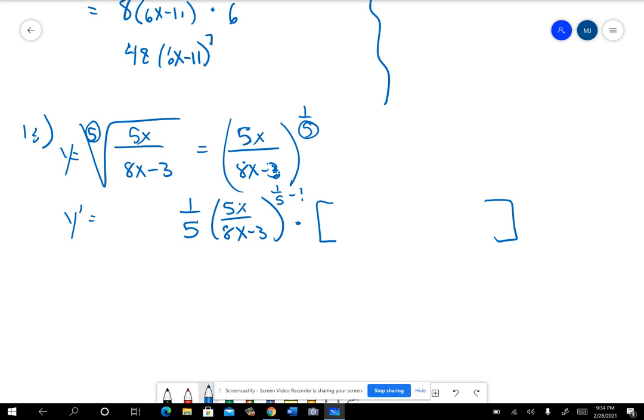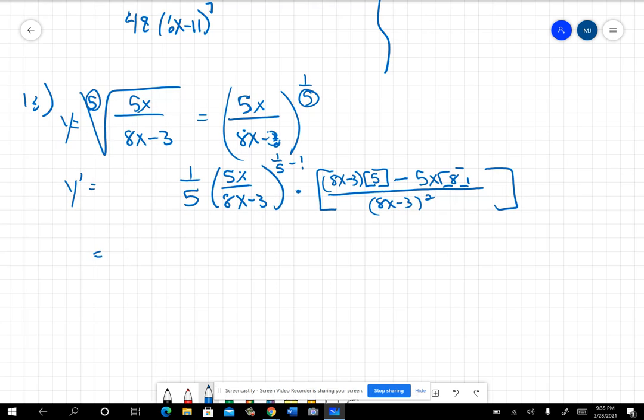But you can't not do it as a quotient function. So you do low times the derivative of the high minus the high times the derivative of the low, all of that over the low squared. Okay? So this one, that's it. That's the derivative. It's just not simplified yet.